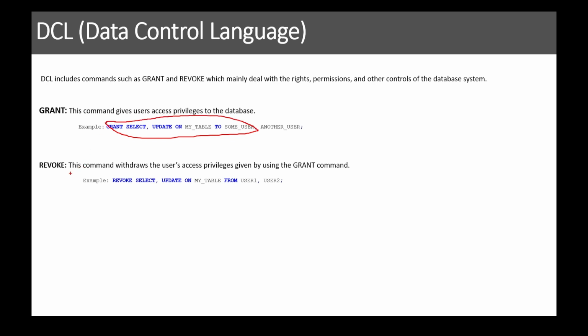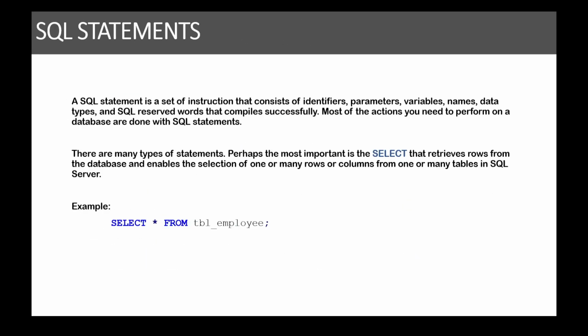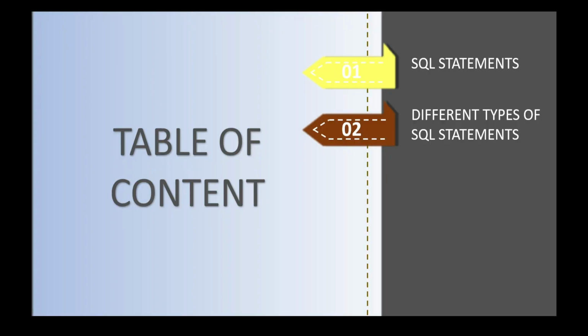Whereas revoke, for example: after a few days, a user is using the update statement heavily and updating some irrelevant data. Then we can control it by using revoke. We can revoke their update permissions using the revoke statement. Like this we can do data control language as well. Hope you understand what SQL statements are and the different types of SQL statements.